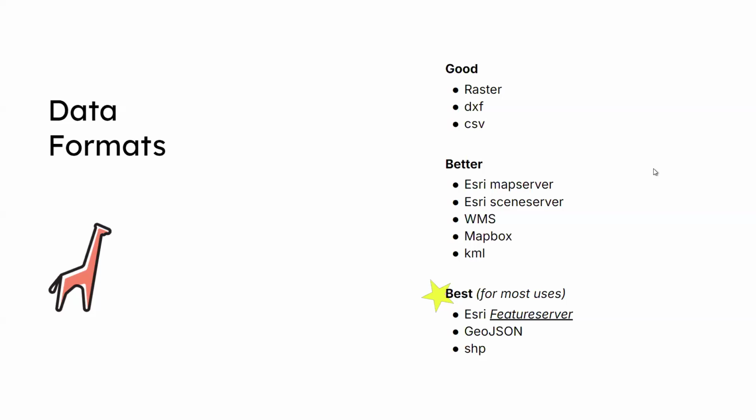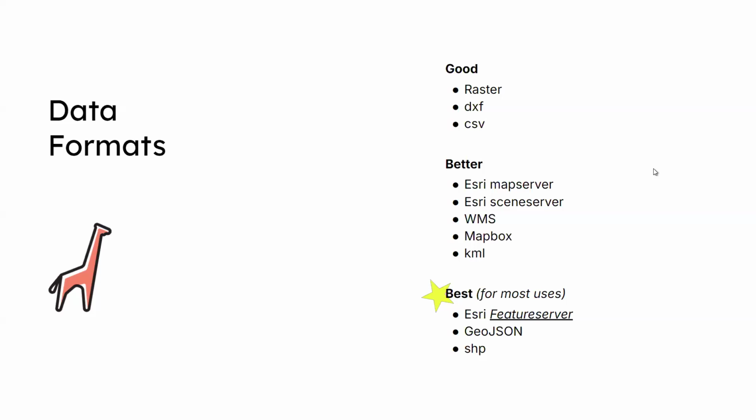And then the best data formats are your Esri feature server, your GeoJSON, and your shape files. Esri feature server is great again because it's an API, so you'll get all of those updates instantly if they're made to that data source. GeoJSON and shape are vector upload, so they're a file upload, so you won't get immediate updates at the data source. So you'll have to re-upload a new version of it if that data gets updated.